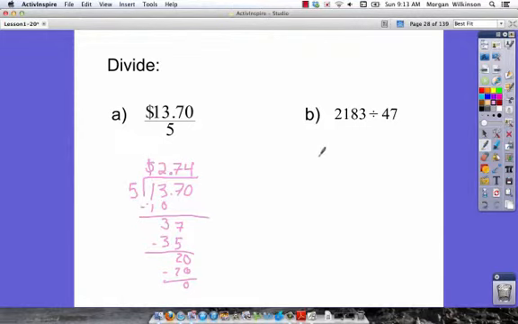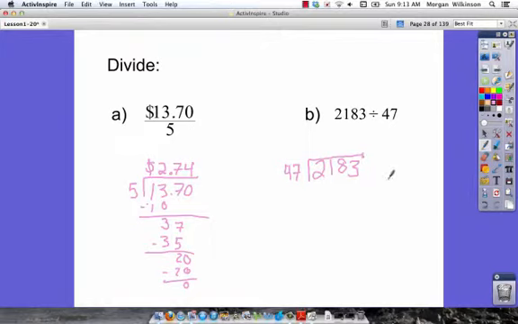Problem B. We've got 2,183 divided by 47. So we're going to do the same thing. 2,183 divided by 47. This one's a little bit more challenging because we have a bigger number that we're dividing into 2,183. If we look at this problem, we've got to figure out that 47 can never go into 2. 47 can't go into 21. But 47 can go into 218.